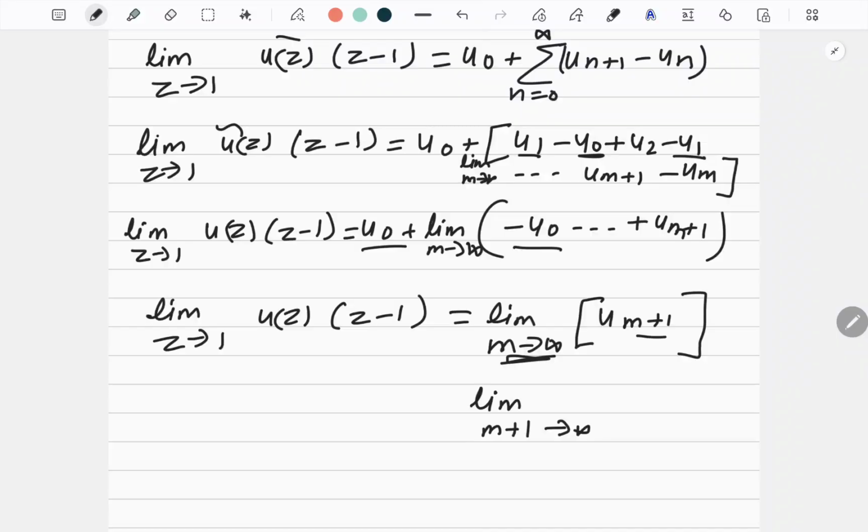Now we got a relation, and we can represent this m plus 1 by some n. So our net result is limit z tends to 1 of z minus 1 times Uz is equal to limit n tends to infinity of u(n). Okay, so this is the proof of the final value theorem. I hope you understood it.